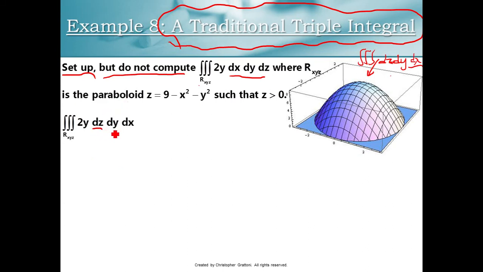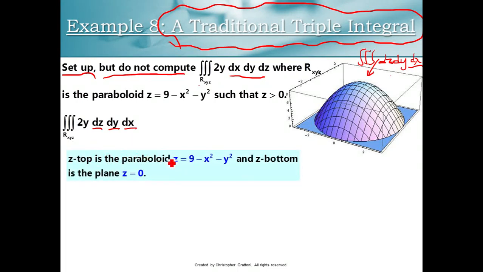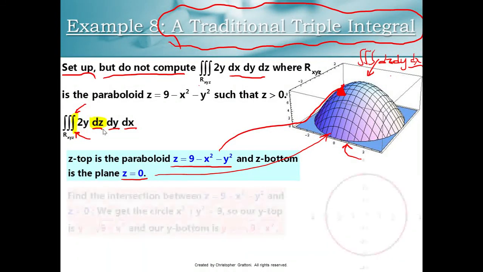So my first step is I made this a dz dy dx integral. Z top is the paraboloid, z equals 9 minus x squared minus y squared. That's the paraboloid that's up here, solved for z. And then the plane on the bottom here, the xy plane, also known as z equals 0, is my bottom bounding surface. Those are my limits of integration for my innermost integral, my dz integral. So I've got my dz integral sorted out.